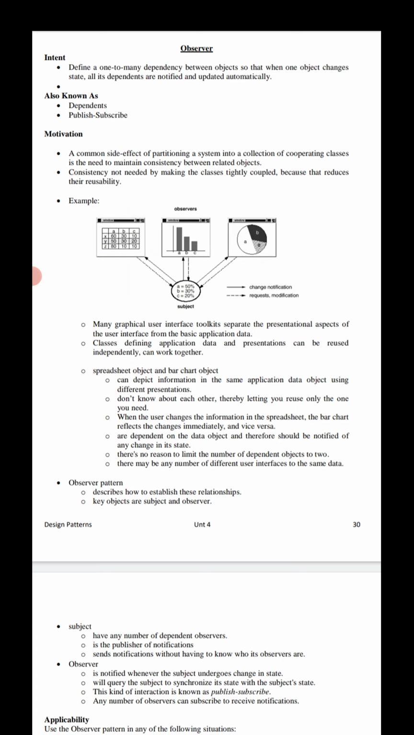What is the main intent? That short statement tells us the main intention of the observer design pattern. We just need to define that intent. Define a one-to-many dependency between objects so that when one object changes state, all its dependents are notified and updated automatically. What does this mean?